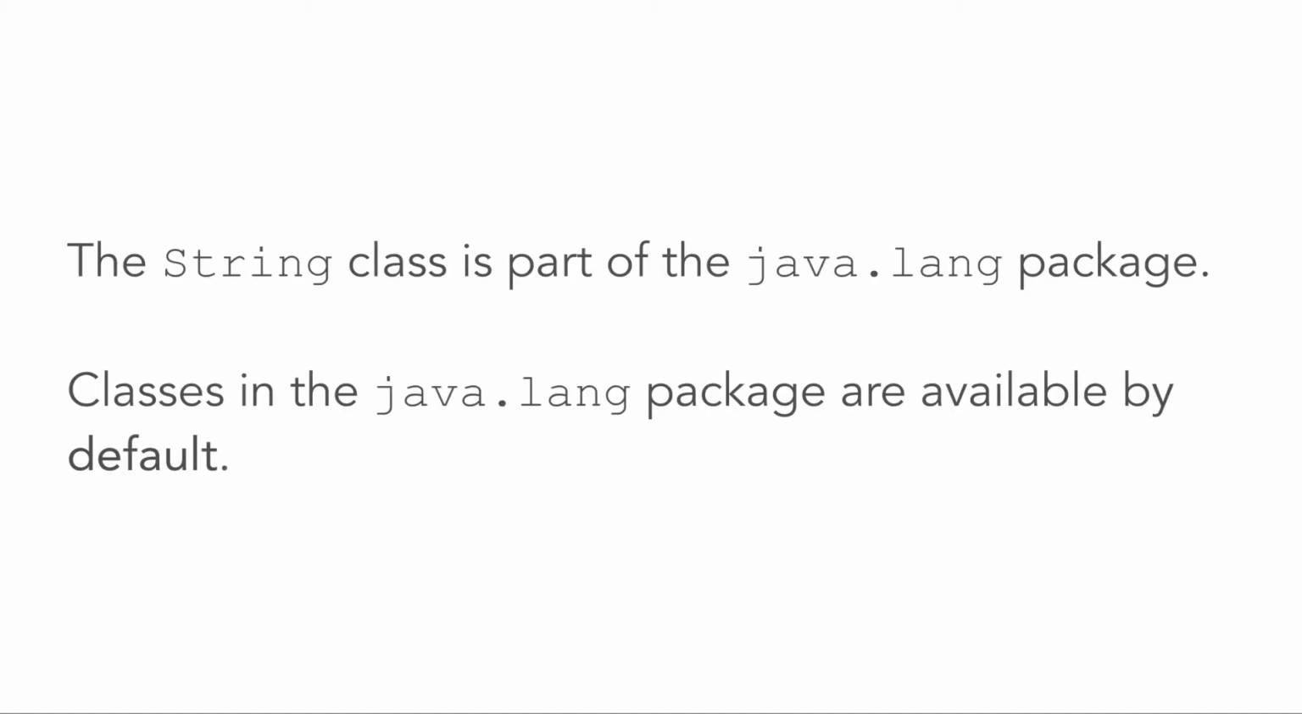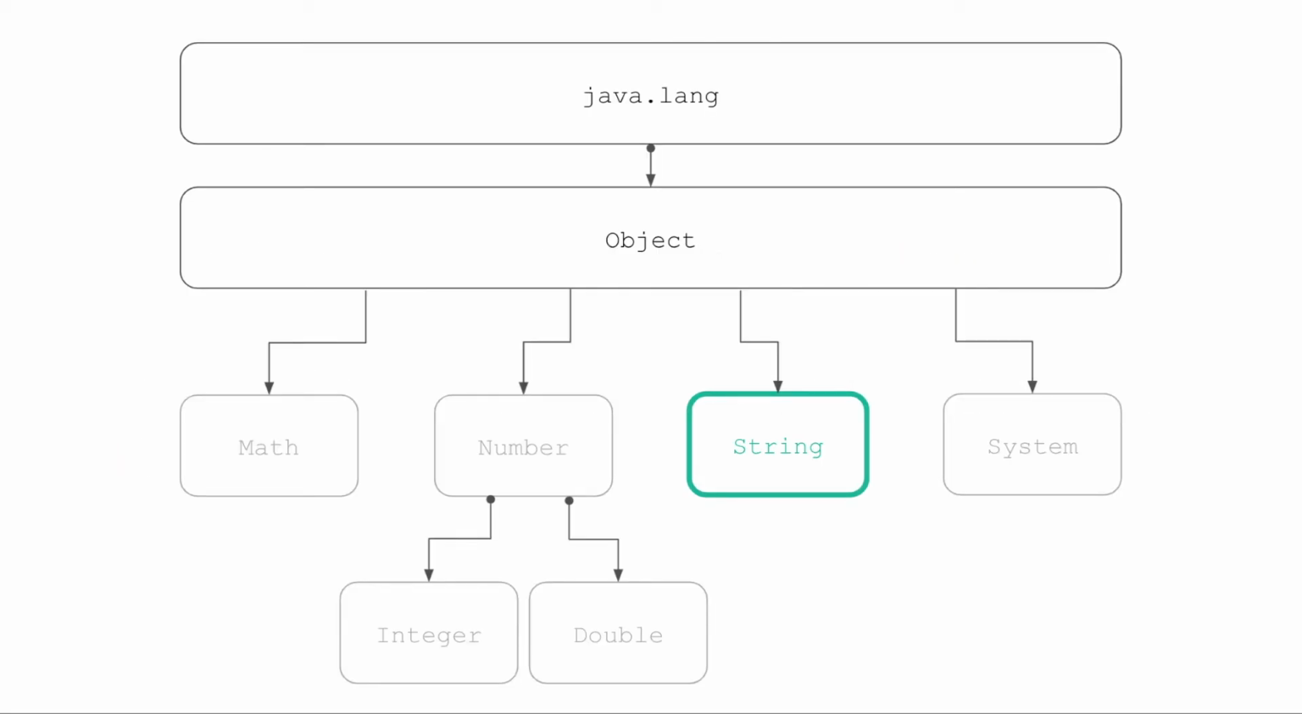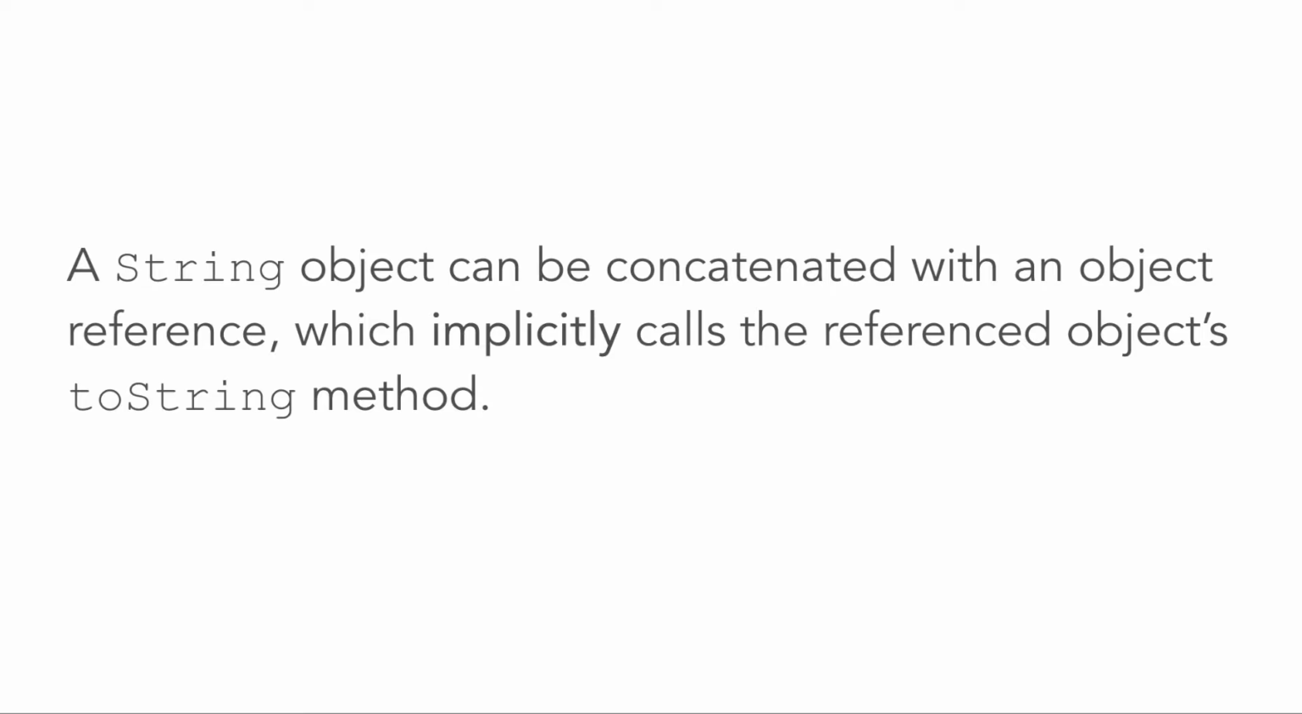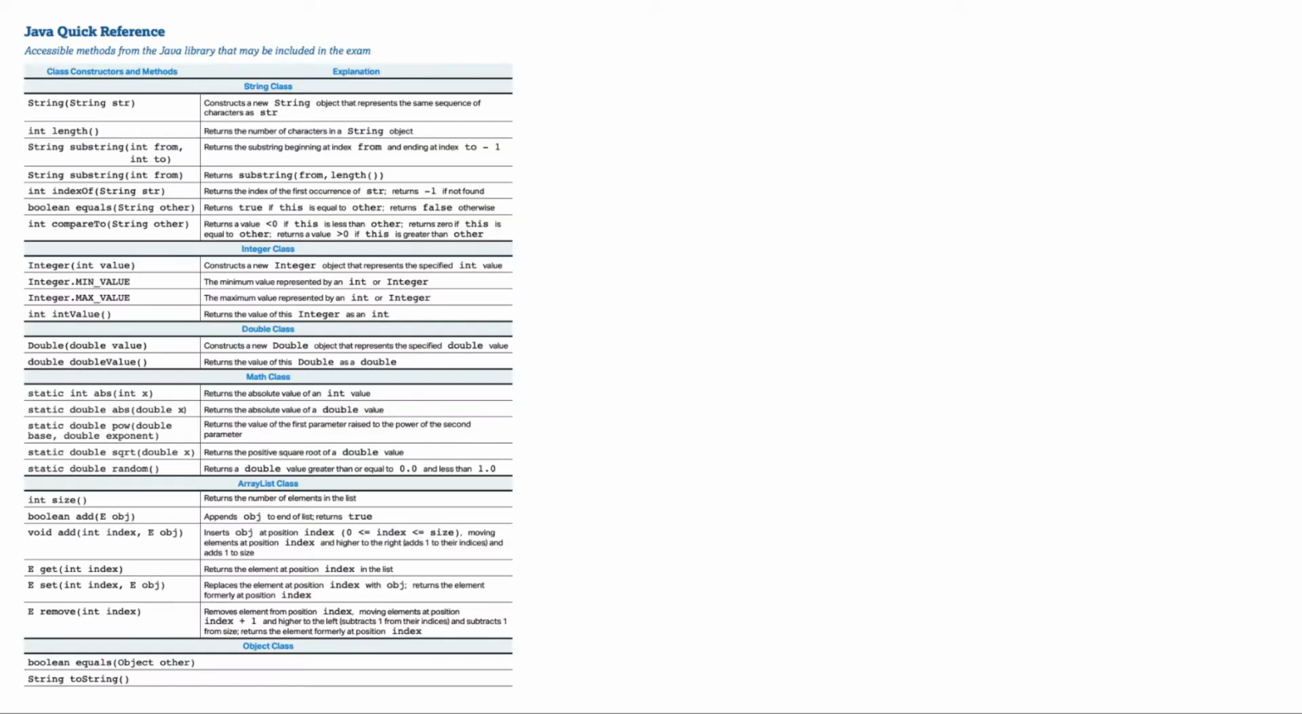The String class is part of the java.lang package. Classes in the java.lang package are available by default, meaning you do not have to manually import them. Here's one way to visualize it. A string object can be concatenated with an object reference, which implicitly calls the reference object's toString method. One of the powers of reference types are the methods you can call on them and their objects to extend and enhance their capabilities.